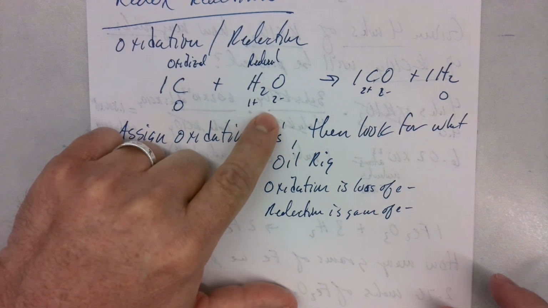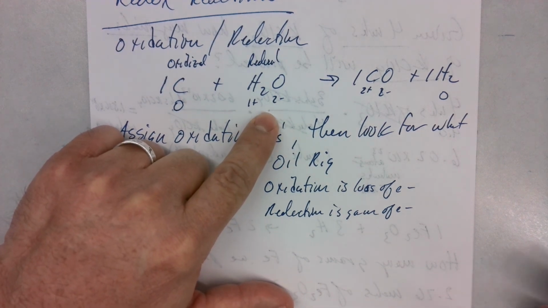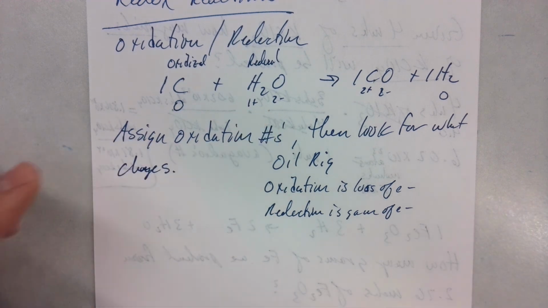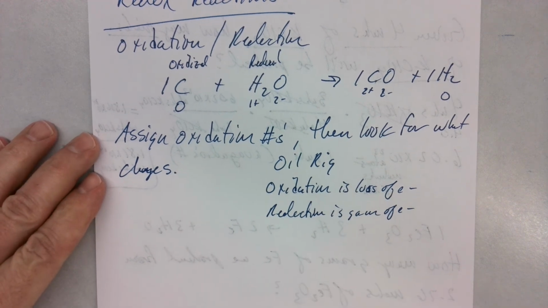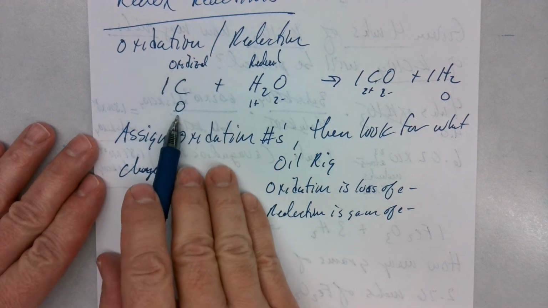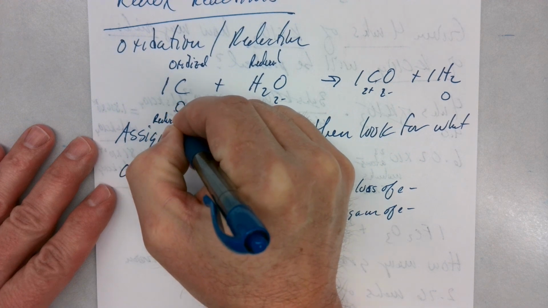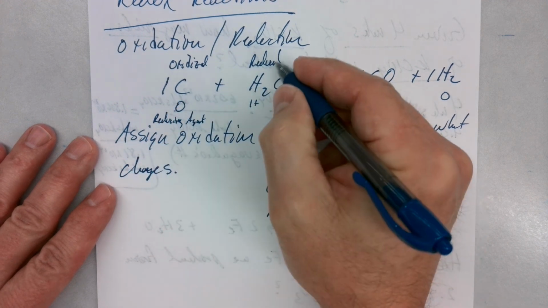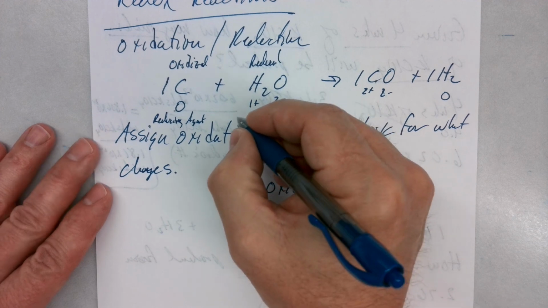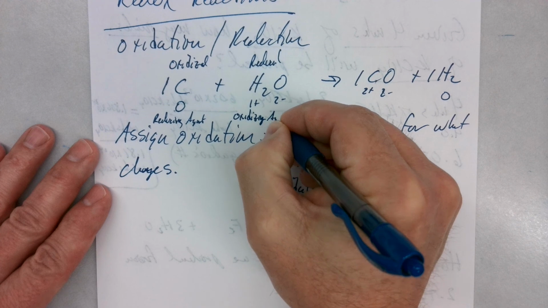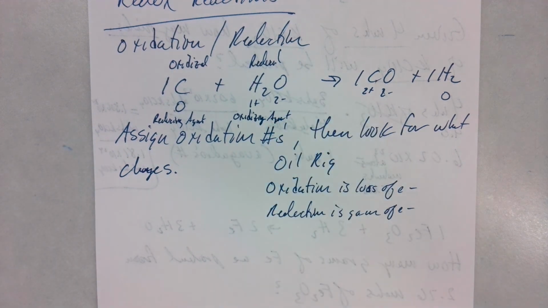What about my O? It didn't change. So it was neither oxidized nor reduced. All I've got to have is one thing being oxidized, one thing being reduced. Now, another thing they'll ask you for is if it is oxidized, it automatically makes it what is known as a reducing agent. If it is reduced, what do you think happens? It's the oxidizing agent. Okay, and that's how that works. They always go together like that.